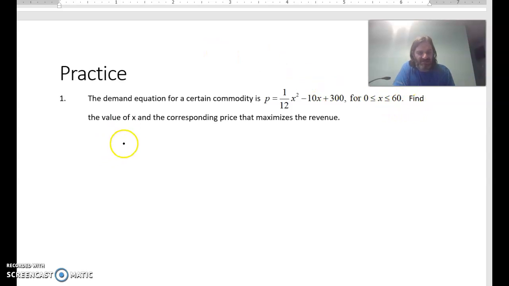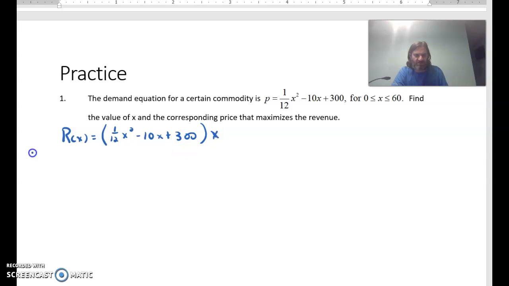But it says find the value of x and the corresponding price that maximizes the revenue. So we're going to jump into revenue, which is price times quantity. Our price here was 1/12 x squared minus 10x plus 300, now times x. So that's our revenue equation. It's not in the form that we'd really like to take a derivative of, so let's work with it. Let's distribute that x through.